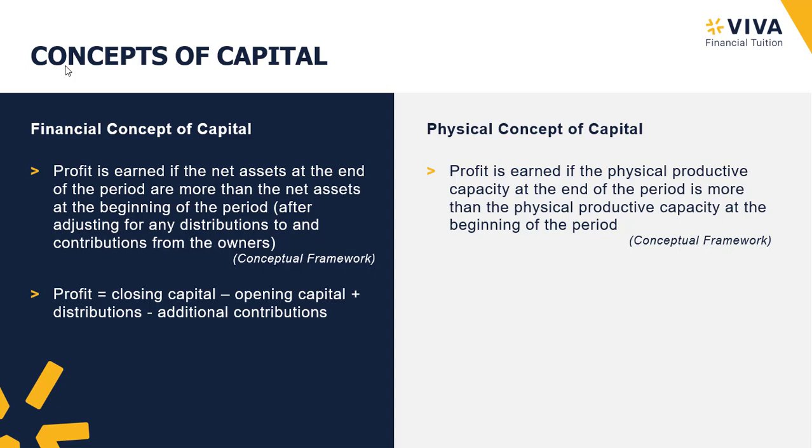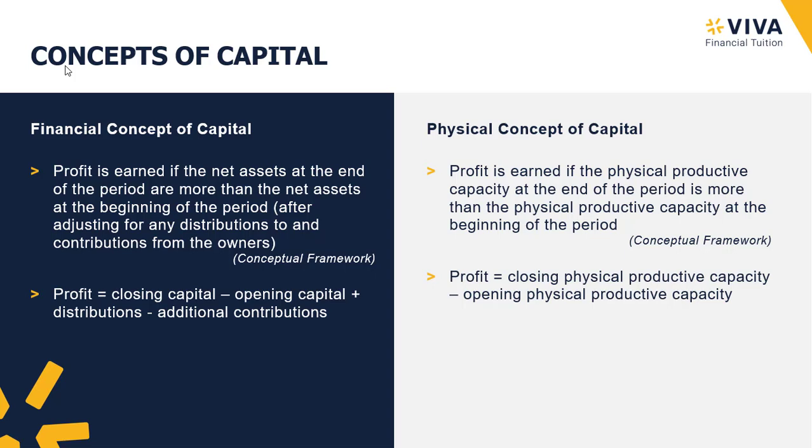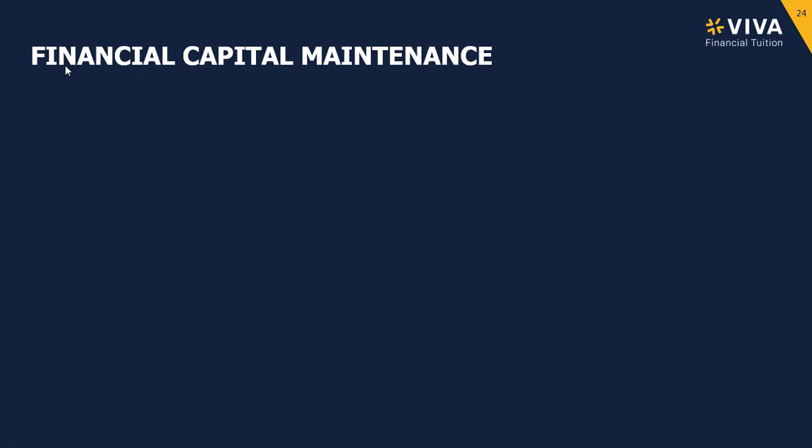Physical concept of capital. Profit is earned if the physical productive capacity at the end of the period is more than the physical productive capacity at the beginning of the period. Profit in this case is just the difference between the closing productive capacity and the opening productive capacity. Same principle, slightly different terminology.